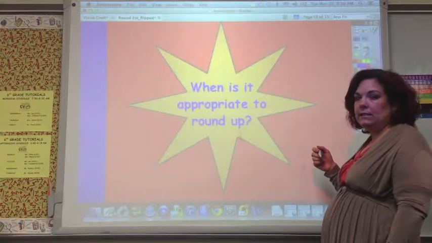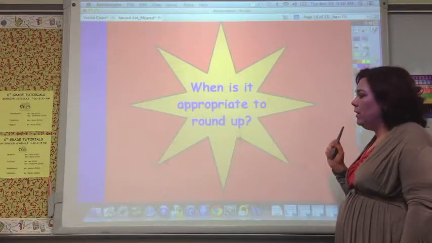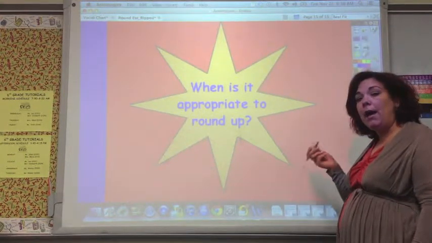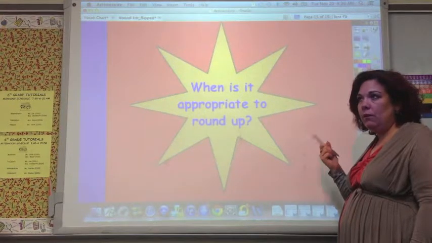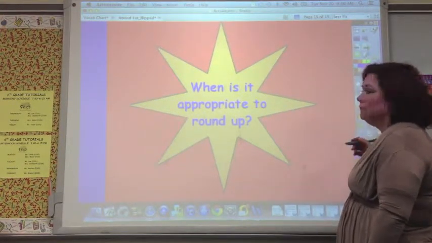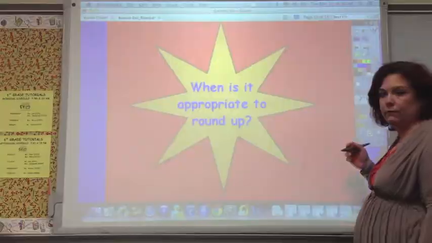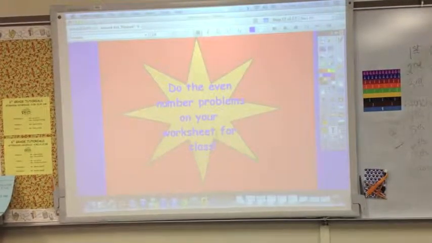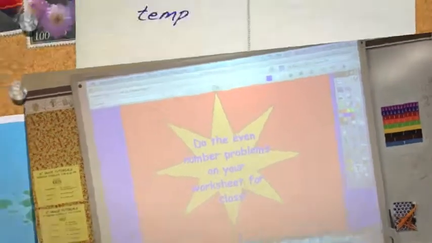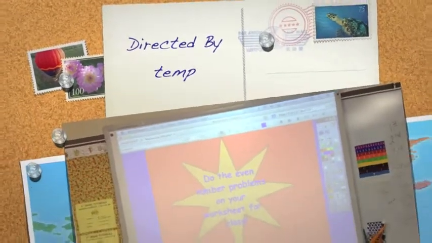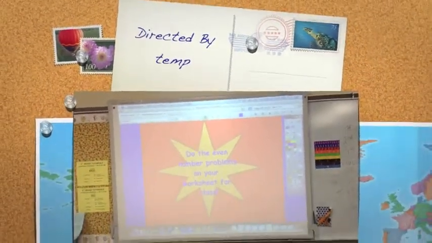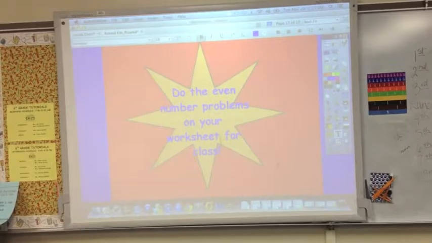Tomorrow, whenever you discuss this in class, discuss when it might be appropriate to round up. When do you want to make sure? Okay. Turn your note sheet over and do the problems on the other side, but just the evens. 2 through 56, even only.